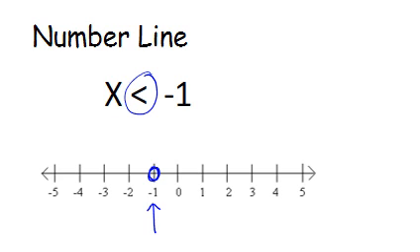We now read the inequality statement. X is less than -1. Left, less than, graph less. So we're going to graph the solutions that are less than -1.